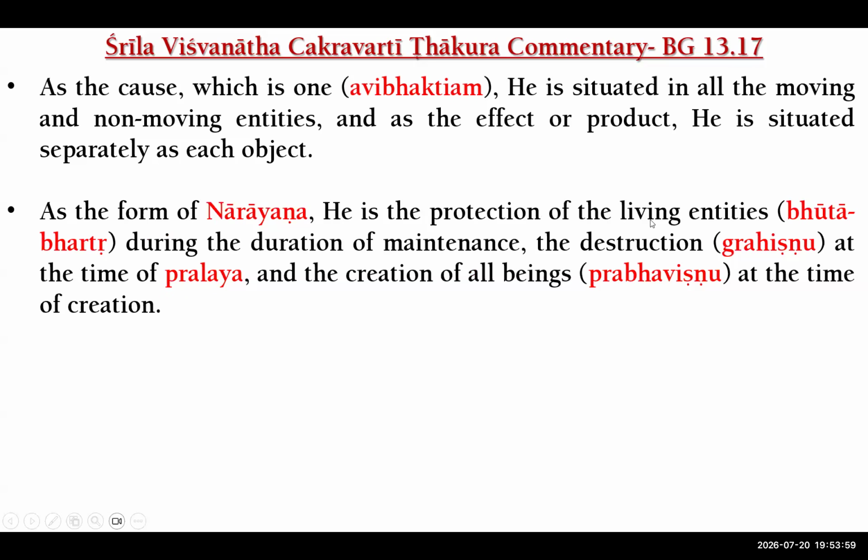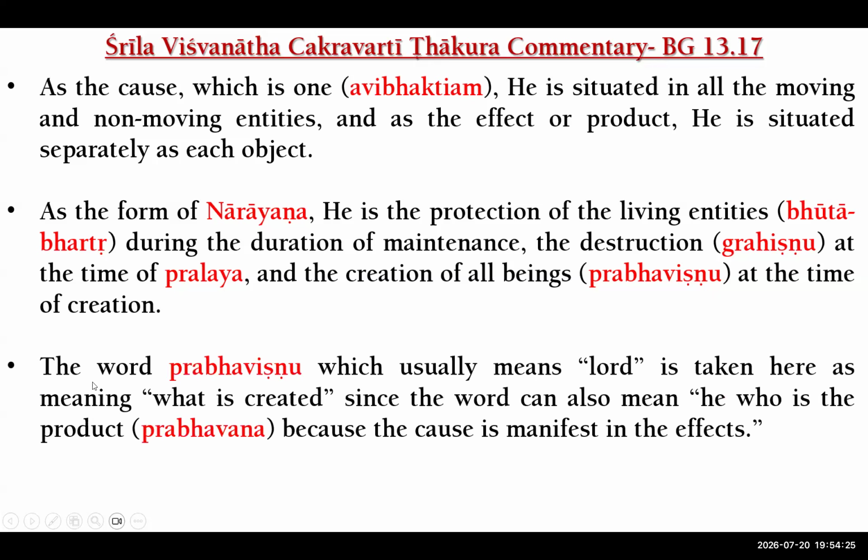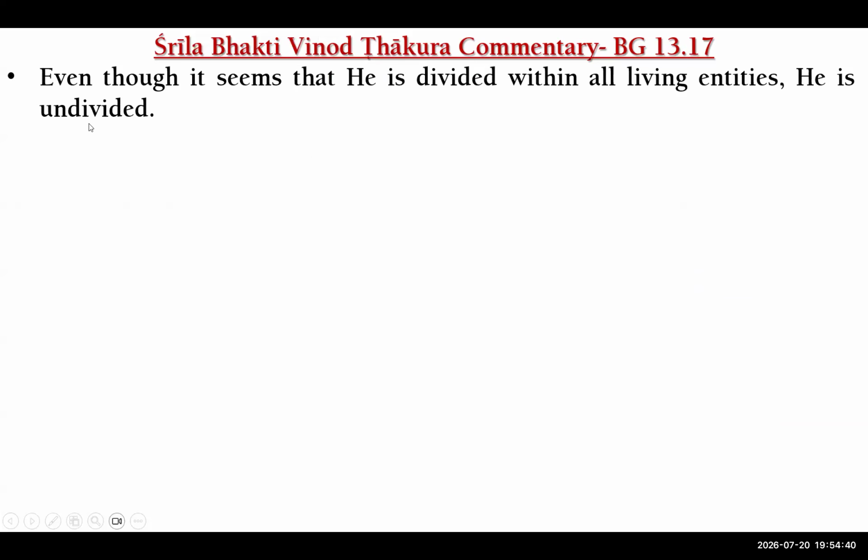As the form of Narayana, he is the protector of the living entities, Bhuta Bharta, during the duration of maintenance, because Narayana in one sense maintains this creation. Because it is Narayana who resides in the waters, the Garbhodaka ocean, it is mentioned. The destruction, Grasishnu, at the time of Pralaya, and the creation of all living beings, Prabhavishnu, at the time of creation. So from Narayana actually comes everything. The word Prabhavishnu, which usually means the Lord, is taken here to mean what is created, since the word can also mean he who is the product, Prabhavana, because the cause is manifest in the effects.